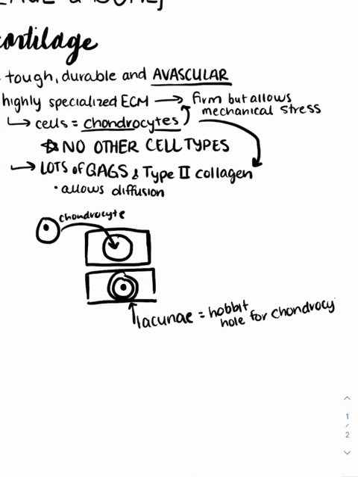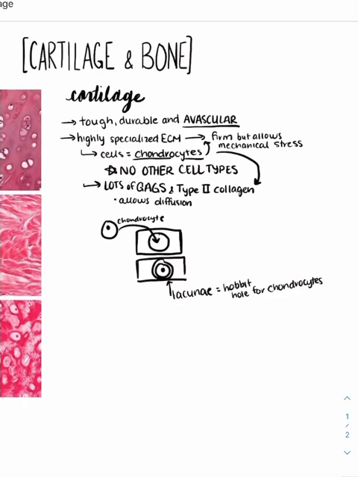I just want you to understand those components. When you see the word lacunae, it is a hole where a cell lives. We're going to see other lacunae throughout this class, throughout cell and tissue biology. But when relating to cartilage, the lacunae are the hobbit holes for the chondrocytes. Chondrocytes, the only cells in cartilage.